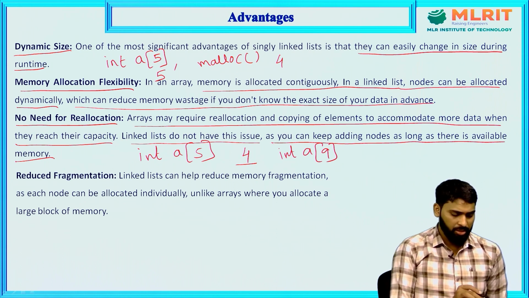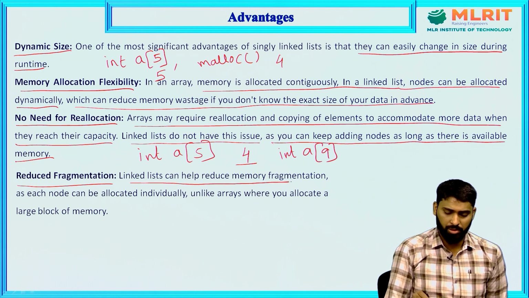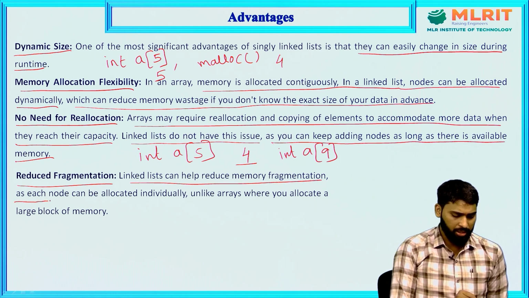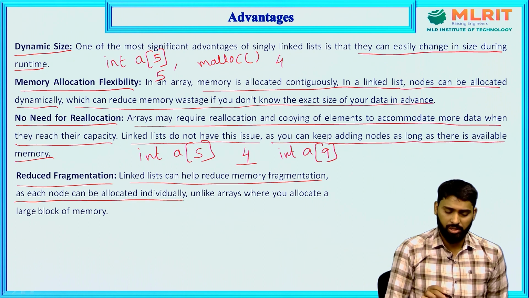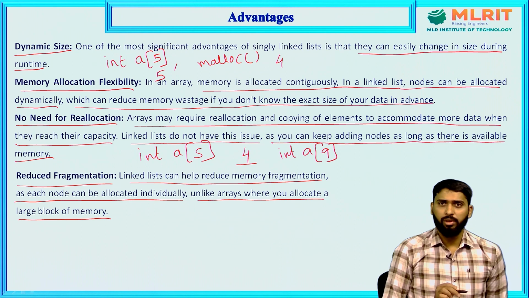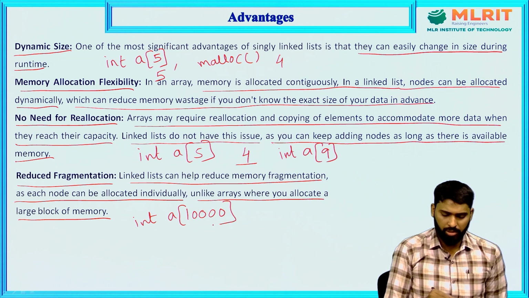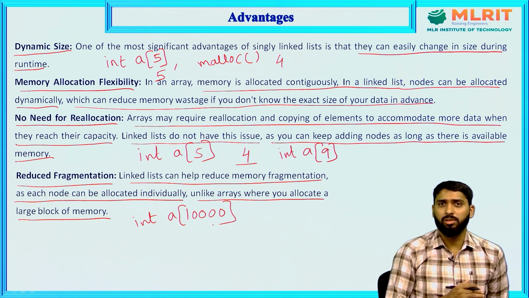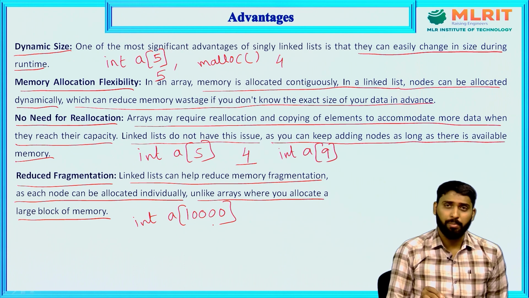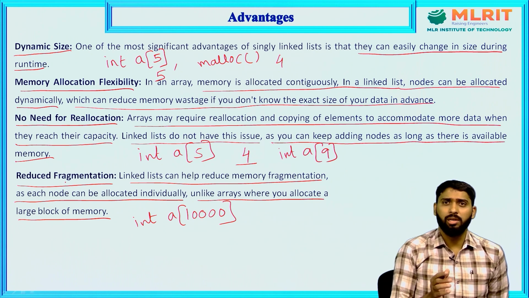Okay. So reduced fragmentation. A linked list can help reduce memory fragmentation, as each node can be allocated individually, unlike arrays where you allocate a large block of memory. So for example, int a of 10,000. For 10,000 we need 40,000 bytes, but the memory may or may not be available. Because of the fragmentation, the memory is not available in one place.